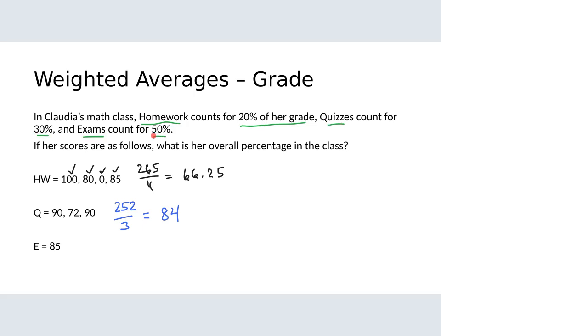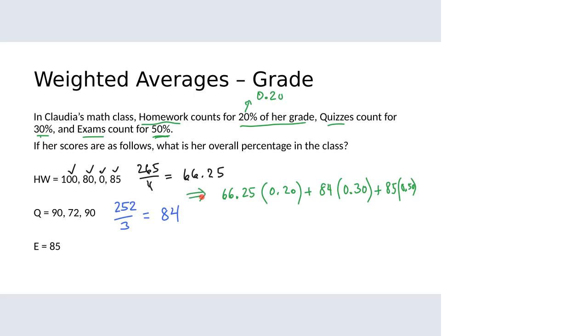And here's how we build that in. What we're going to do is we're going to take that homework average of 66.25 and we're going to multiply it by 20%. And rewriting 20% as a decimal, that's going to be 0.20. So 0.20 plus. Okay, that 84 that was her quiz average, that counts for 30% of her grade. Writing that as a decimal is 0.30. And then finally that 85 that was the exam average multiplied by 50%, 0.50.